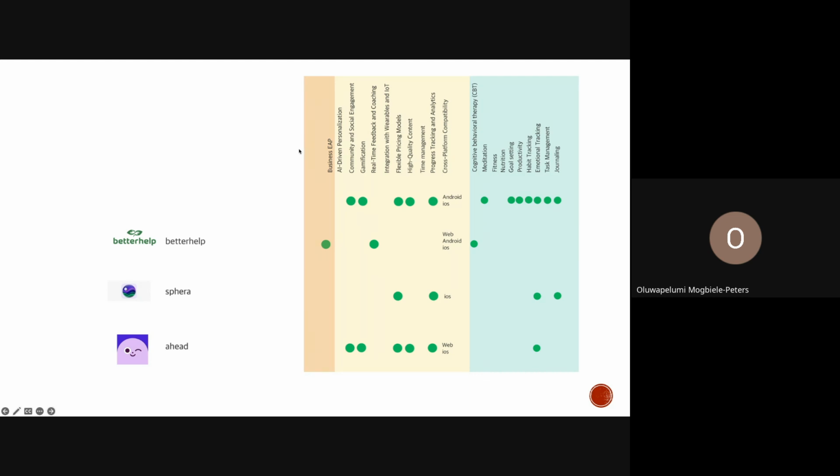Business EAP, AI-driven personalization, community and social engagement, gamification, real-time feedback and coaching, integrations with wearables and IoT, flexible pricing models, high quality content, time management, progress tracking and analytics, cross-platform compatibility, cognitive behavioral therapy, meditation, fitness, nutrition, goal setting, productivity, habit tracking, emotional tracking, task management, and journaling. These are features that we believe are key aspects of L&D that users have issues with. They have a problem and need a solution to solve it. These are key structures in L&D.